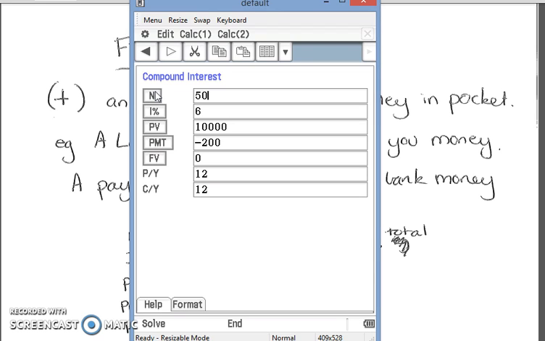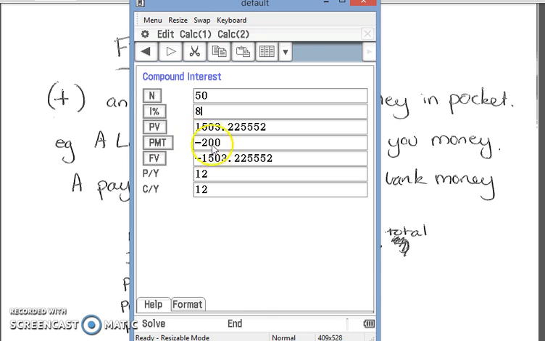Now, if they said after 50 repayments the interest rate goes up, how is this going to affect our question? What you need to do is, after 50 repayments, find out how much you owe. In this case, after 50 repayments, we owe $1,500. Take this as your starting value and turn it positive. The question is saying we're increasing our interest rate, so let's say it's increased to 8%.